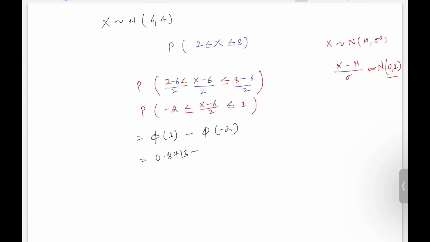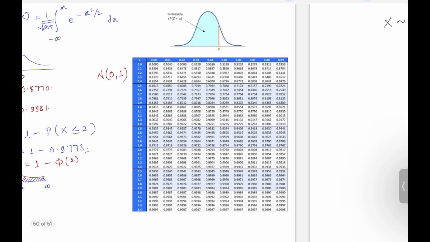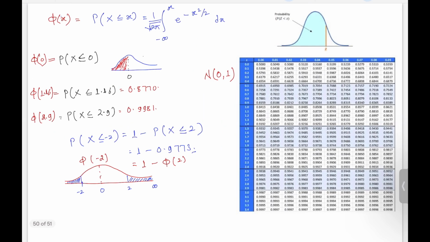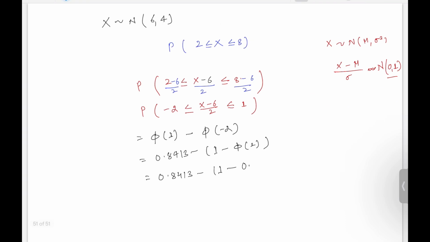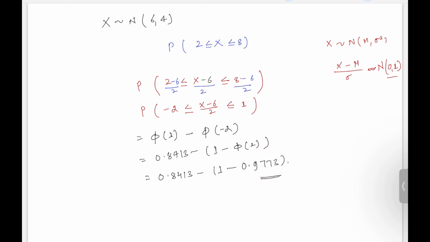How can we write that? That would be 1 minus the CDF value at 2, as we used just now. So that is 0.8413 minus (1 minus the CDF value at 2). The CDF at 2 is 0.9773. So this is the probability that the random variable takes a value greater than 2 and less than or equal to 8.